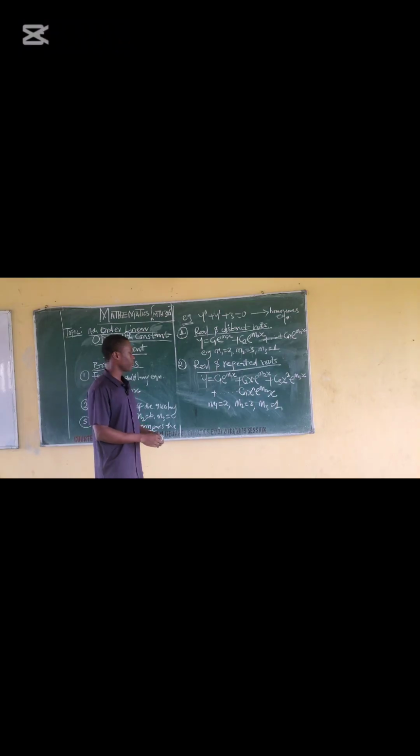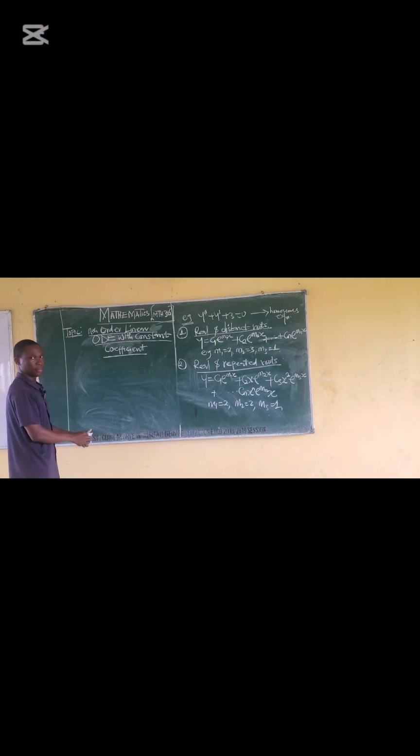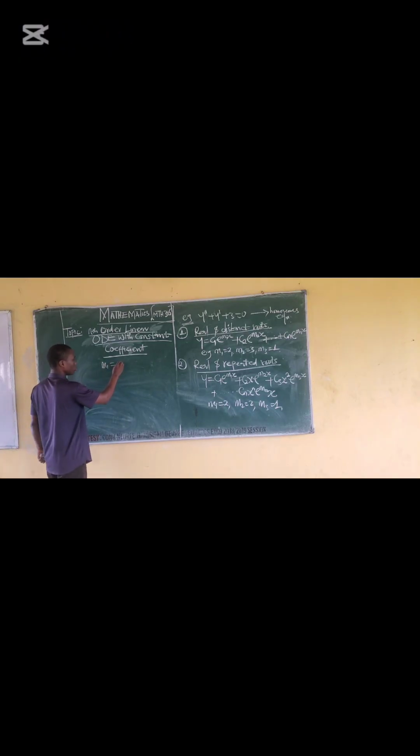What if I have a complex and imaginary root as my root? What I mean by complex and imaginary root is, for example, if I have m1 equal to a plus bi, this is a complex and imaginary root because of this i. This is an imaginary root because of this i. So take note of that.